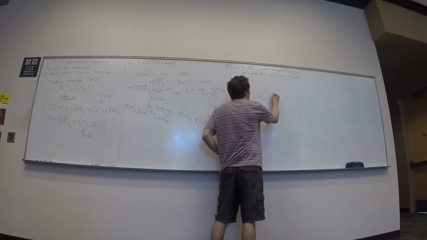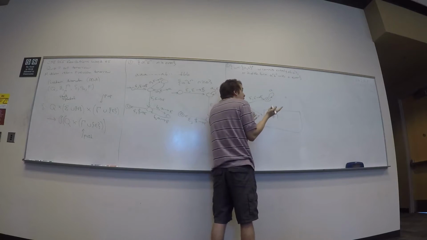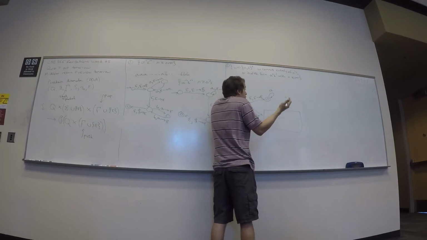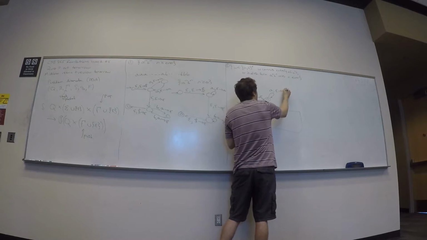So here, I can just loop. Read an A. Do I need to push or pop anything? No, because I'm already in the accept state. I'm never going to leave. So I'm just going to leave this static.